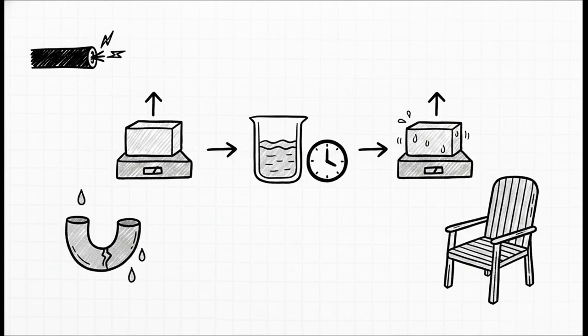Let's run a quick example to be safe. So if the dry plastic, W1, weighs exactly 10.00 grams, and then after 24 hours in the water, it weighs 10.05 grams, which is our W2. Exactly. So W2 minus W1 is just 0.05 grams. Divide that 0.05 by the original 10 grams, and you get 0.005. Multiply by 100, and your water absorption is 0.5%.